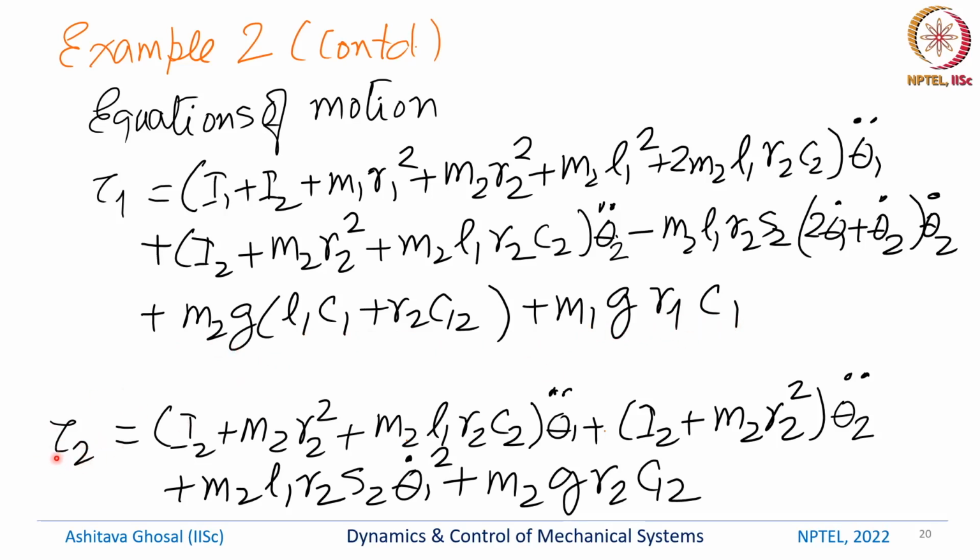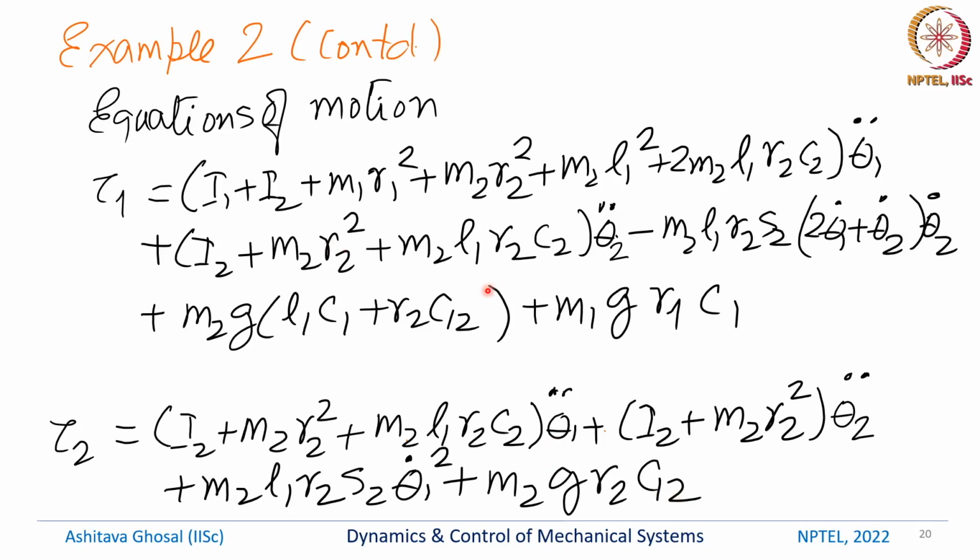The second equation of motion is tau 2, which is the torque given by the second motor on the second link. Okay, so that is given by (I2 plus M2 R2 squared plus M2 L1 R2 C2) into theta 1 double dot plus (I2 plus M2 R2 squared) into theta 2 double dot plus M2 L1 R2 S2 theta 1 dot squared plus M2 G R2 C12. Okay, C12 stands for cos of theta 1 plus theta 2.